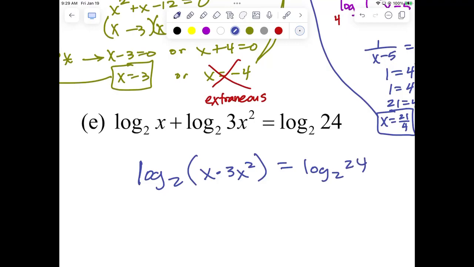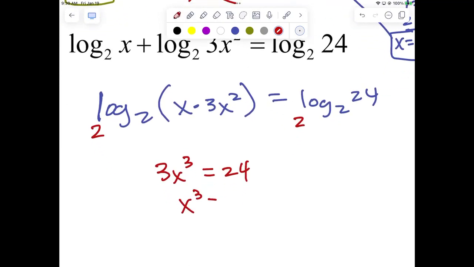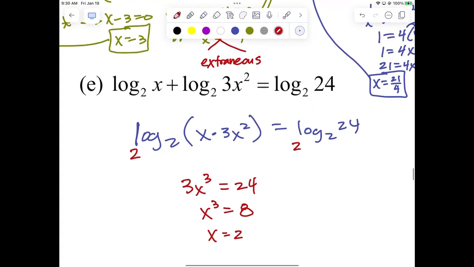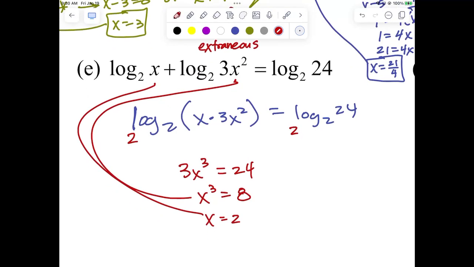Now I can either equate the arguments, which would be doing it by the theorem, or algebraically, I can show that I'm exponentiating both sides base 2. Either way, you either write the 2's or you put the word so. I kind of like putting the 2's there. So I get 3x cubed equals 24. I solve for x cubed, so I divide through by 3, and I get 8. I take the cube root, and I get 2. And then I check, right? If I plug a 2 in here, and a 2 in here, I get positive numbers. So 2 is the answer.